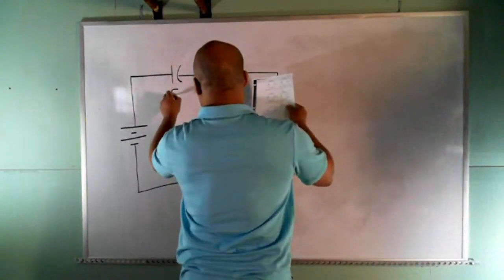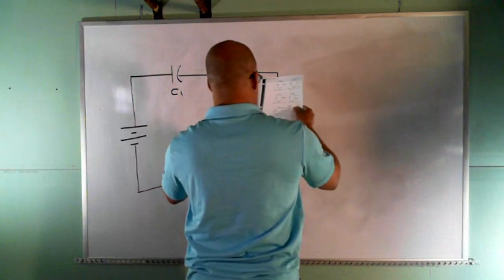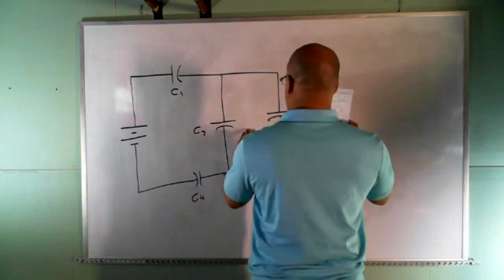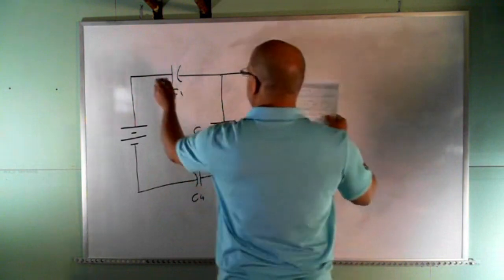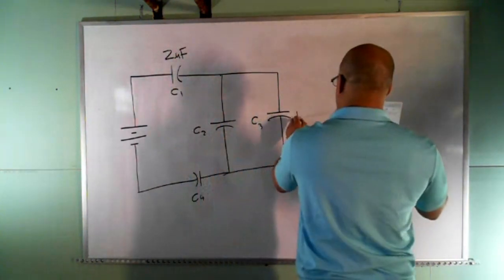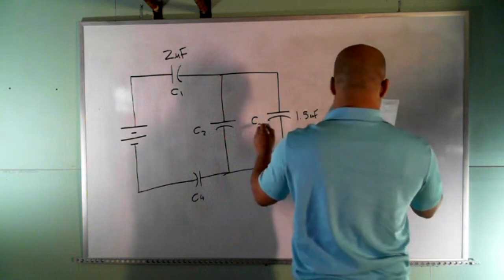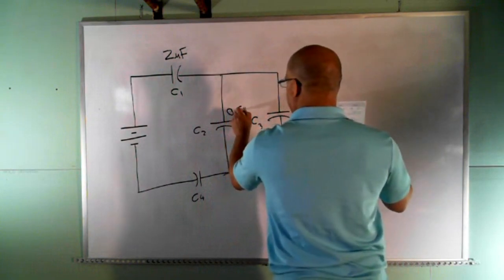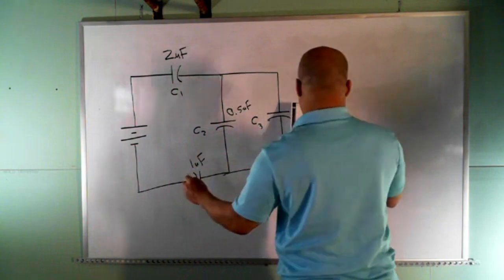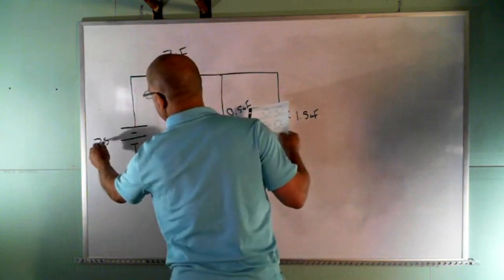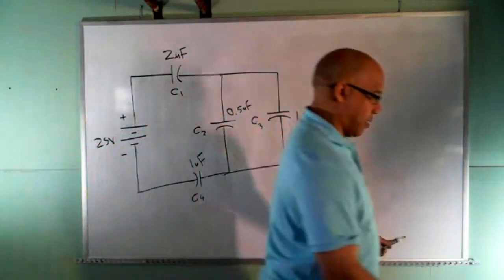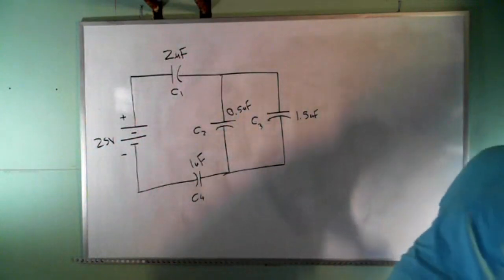So on this sheet, this is C1, C2, this is C4, and this is C3. They say that this is 2 microfarads. This is 1.5 microfarads. This one is 0.5 microfarads. And this is 1 microfarad. And they tell you that this is 25 volts. Again, I'm not going to work this out completely, but let's just figure out the approach we would take.